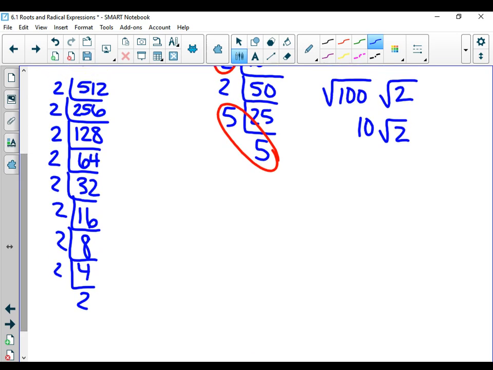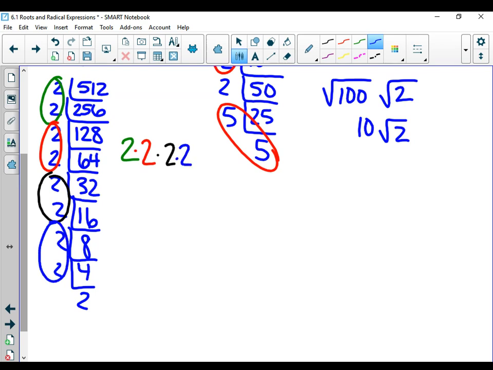Okay? So again, this is the square root, so I'm interested in pairs. I have one pair. I have 2 pairs. Here's another pair. And I've got one more pair. And then I notice that I have one 2 left over, so that has to stay inside. And then 2 times 2 times 2 times 2 gets me what? 16.